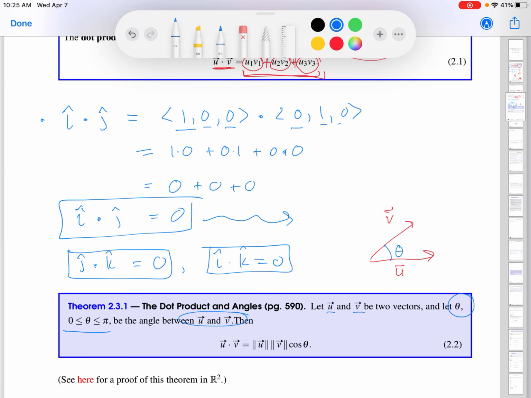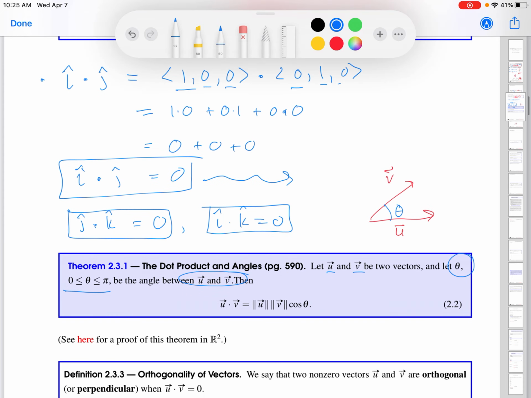Now we're going to see in this theorem that the conclusion is that the dot product is the product of the two lengths of the vectors times the cosine of the angle between them. So there is what we started to suspect based on all of this work up here, that somehow the dot product relates to the angle between the two vectors. And there it is in an equation.